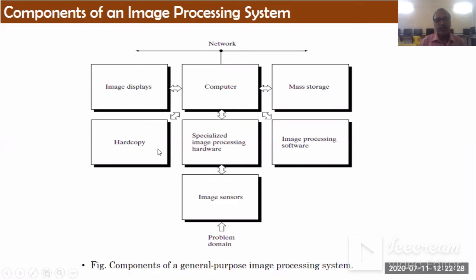Image display, hard copy, image sensor, specialized image processing hardware, some hardware, computer, mass storage, image processing software, and network and cloud. So all these important parts are components of image processing. And this is a diagram you need to draw in your paper.